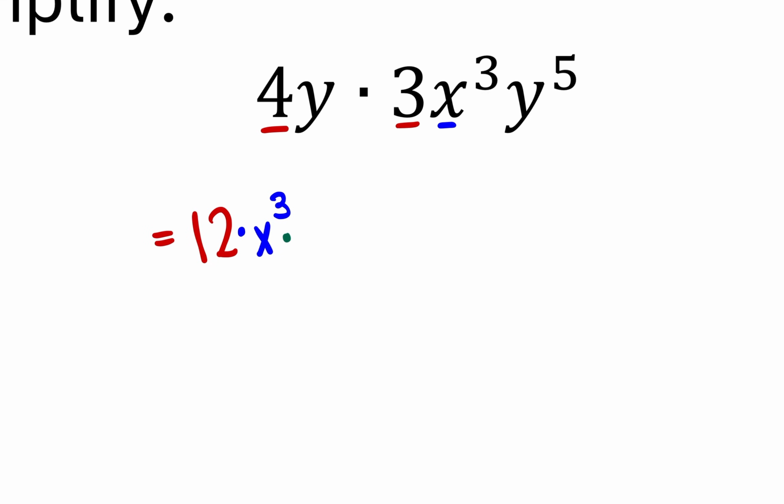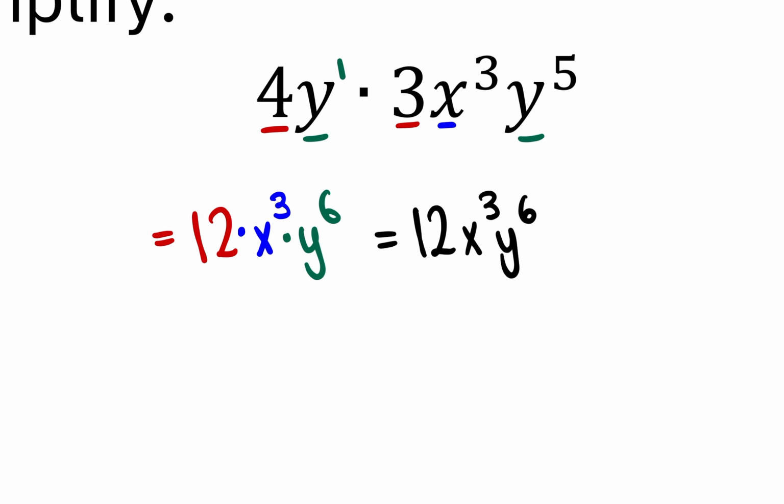Times y, right? I have y to the 1st, so y to the 1st times y to the 5th will give me y to the 6th. Can I simplify this any further? No, the final solution will simply be 12x to the 3rd and y to the 6th. And that's going to be the final solution.